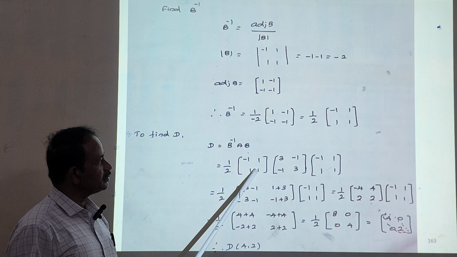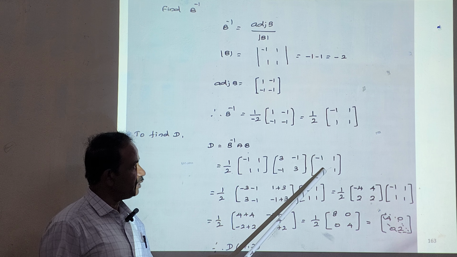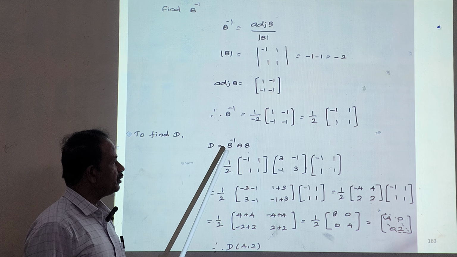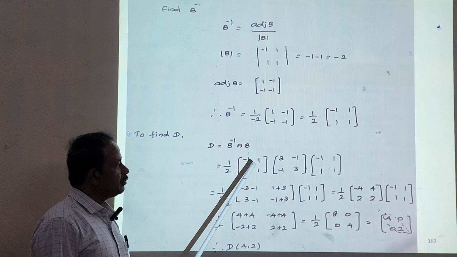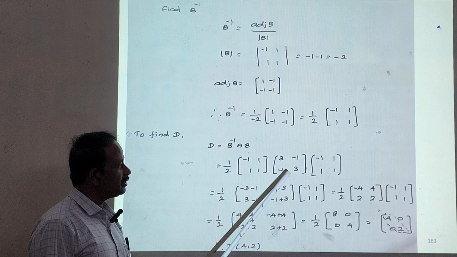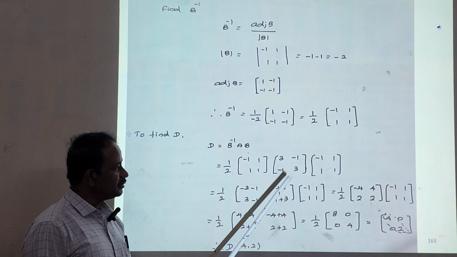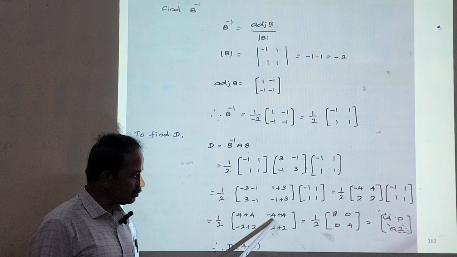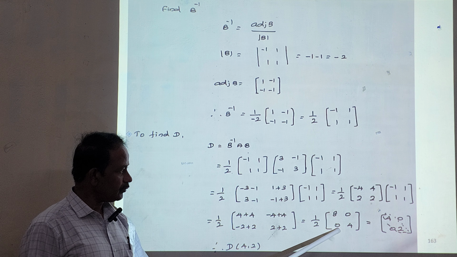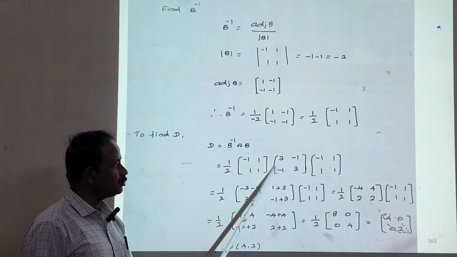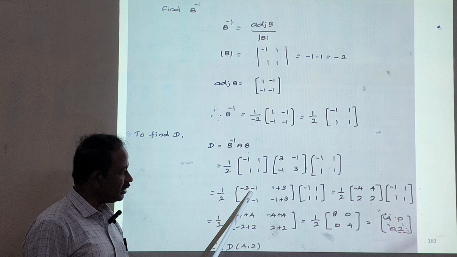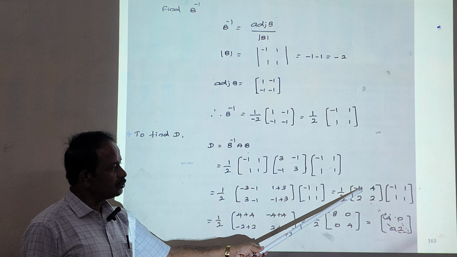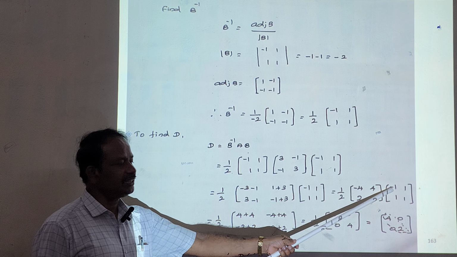So B inverse multiplied by A multiplied by B. First we multiply these two. Multiplying these two will give you this matrix. Then after that, this answer is here. Multiplying these two will give you this answer. Minus 3, minus 1, it's nothing but minus 4. So minus 4, 4, 2, 2, here minus 1, 1.